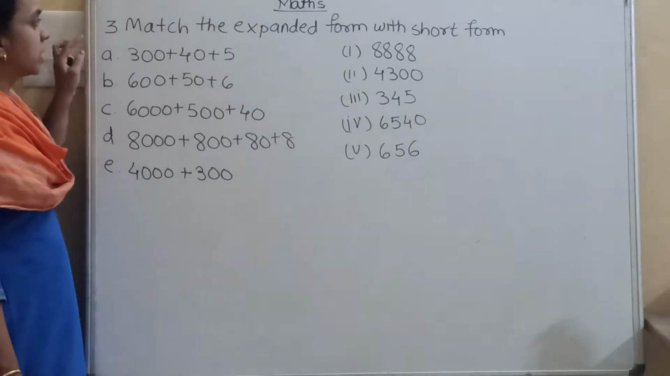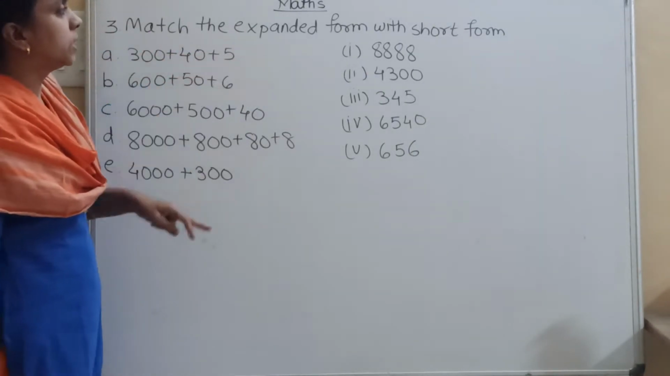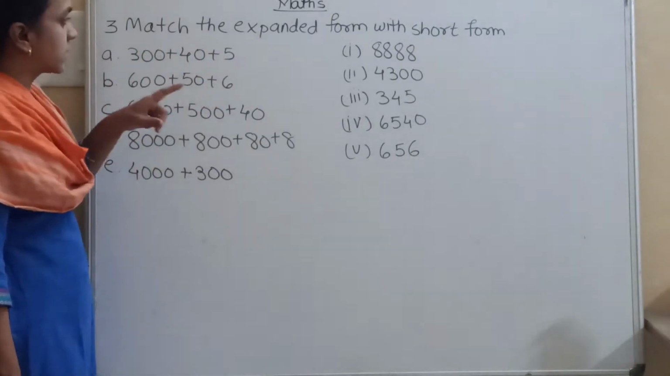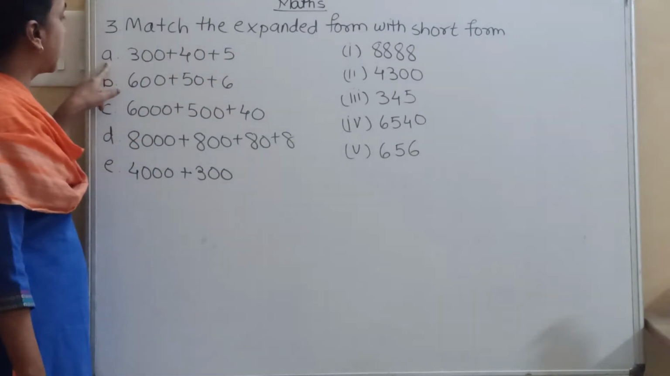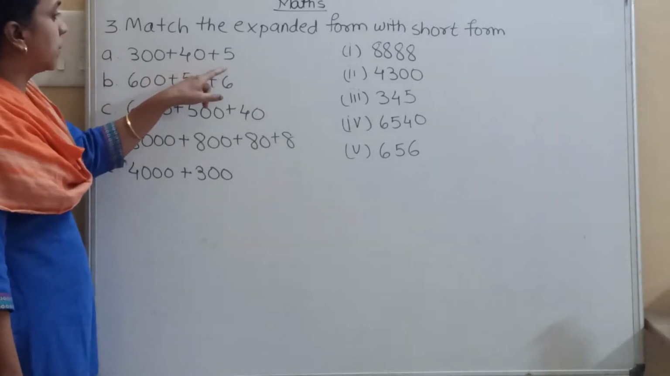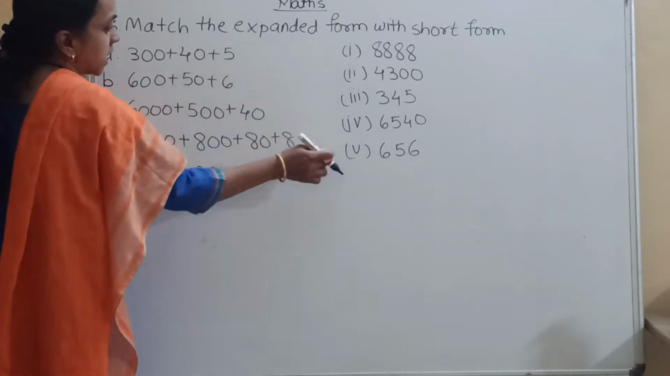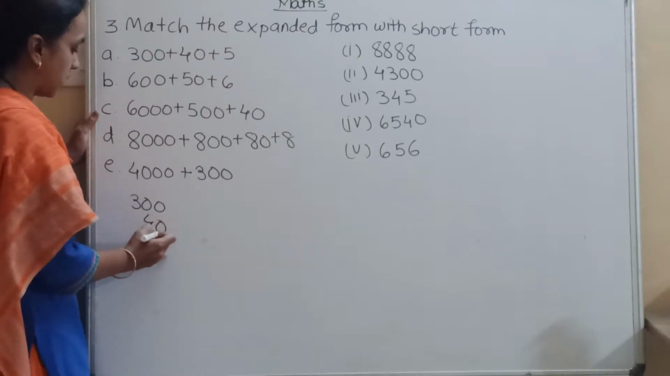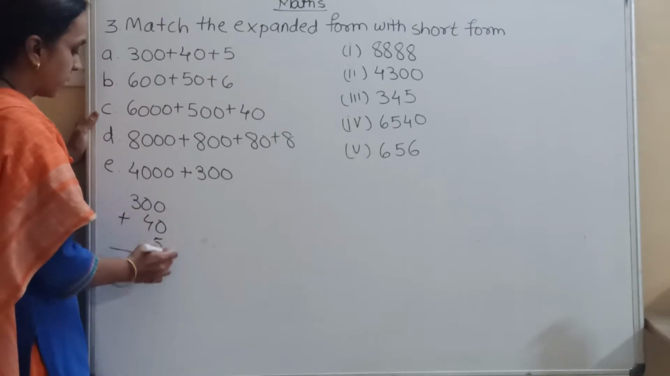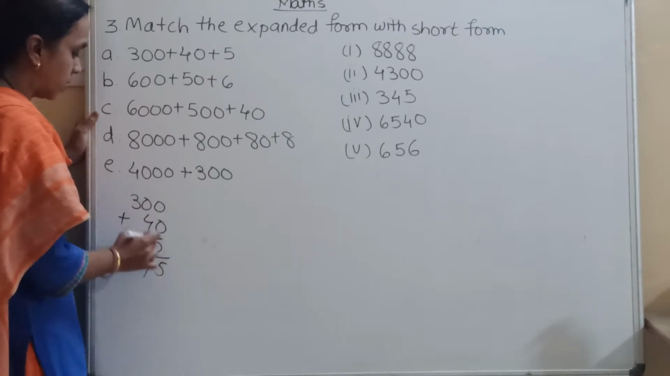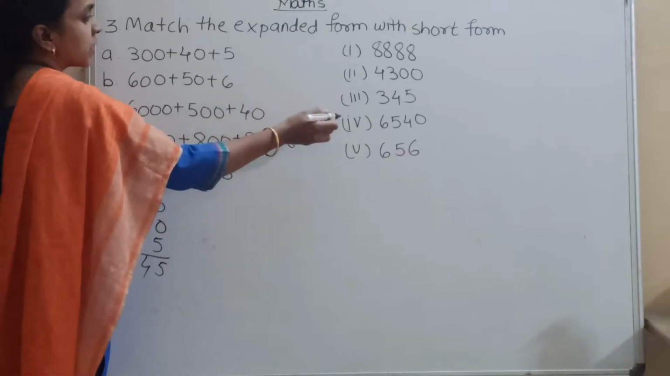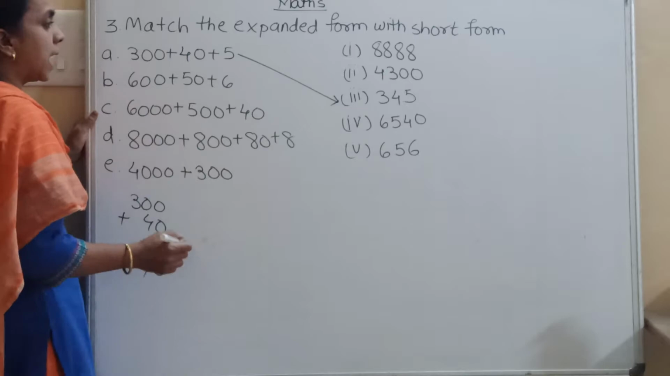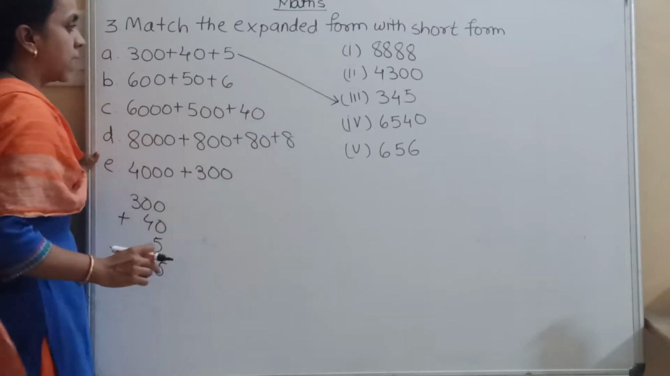Now see third question. Match the expanded form with the short form. So we have to match the pairs here. Now see, first A is 300 plus 40 plus 5. Here options are given, so we have to match the pair. Suppose we do here 300 plus 40 plus 5: 5 plus 0, 5; 4 plus 0, 4; and this 3 as it is. So what is our answer? 345. So give the arrow towards this 345.